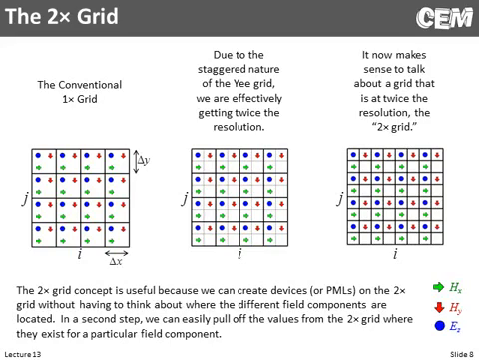So now let's introduce the 2x grid and what is meant by that. So here we are at our conventional grid. Each one of these squares is one cell, and we understand that our field components are staggered due to the Yee grid. Well, notice the placement of this. Isn't this sort of like we're getting twice the resolution, since these are placed at intermediate points in the grid? And that's exactly it. We really are getting, in a way, twice the resolution. So why not create a grid exactly at twice the resolution? So it'll have twice as many cells, but represent the same physical space. And that is the 2x grid.